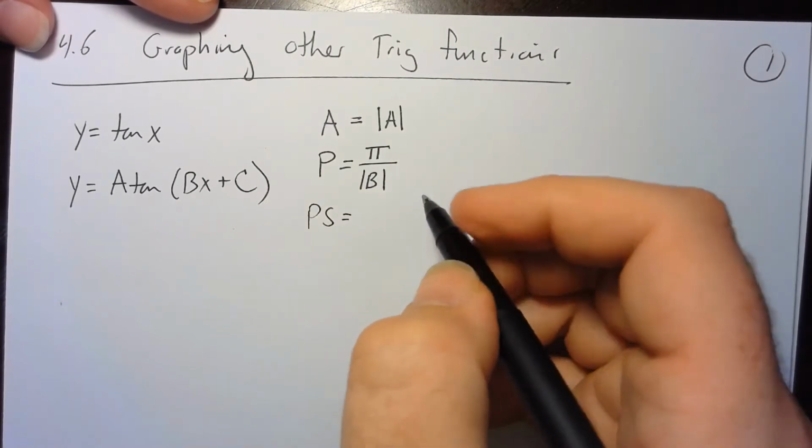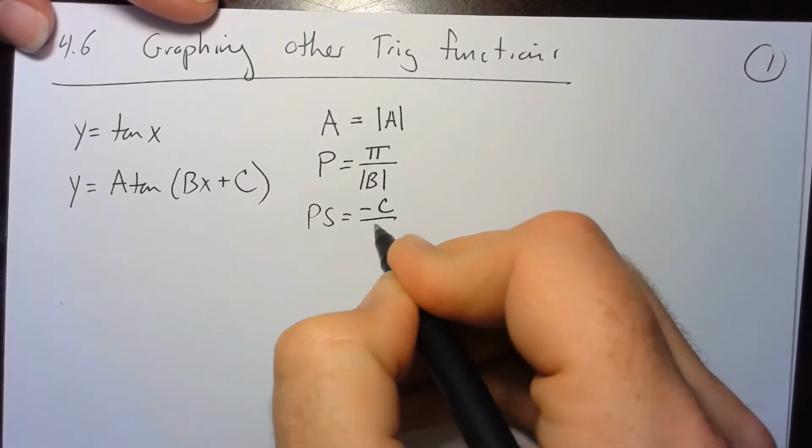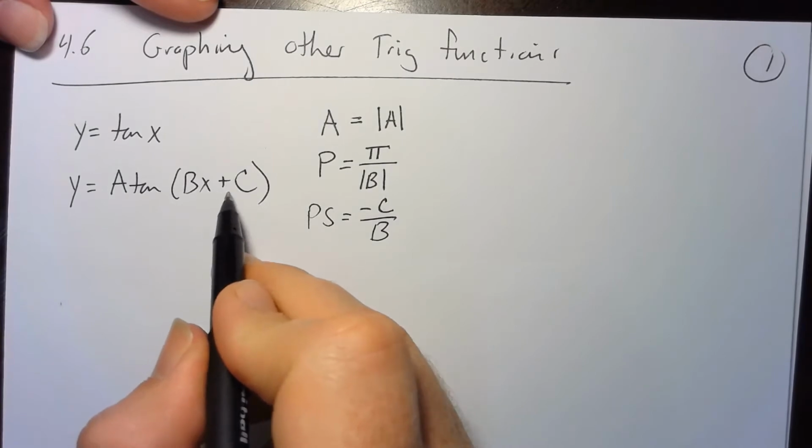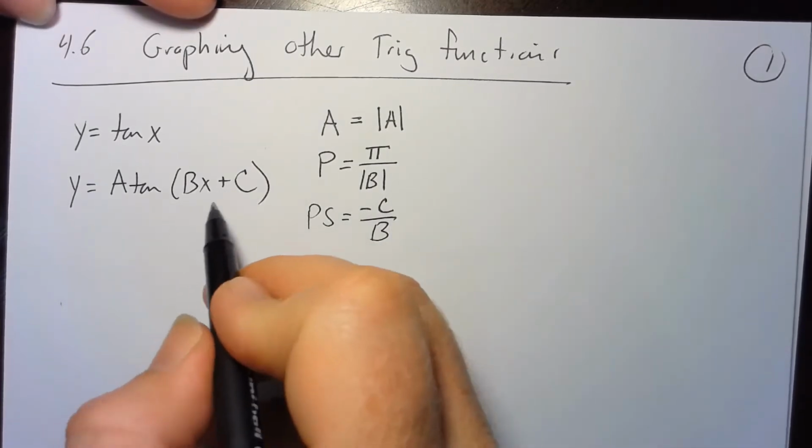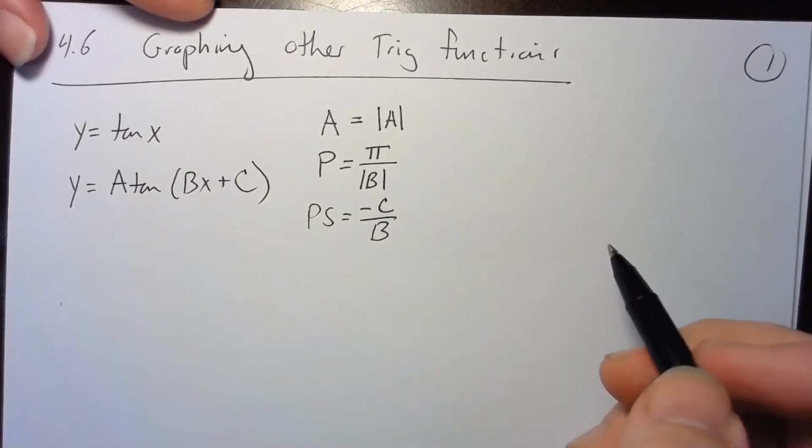And then you still have your phase shift. Your phase shift doesn't change at all. It's still going to be negative c divided by b. Assuming that you have a plus sign here, your phase shift should be negative. If you have a negative sign here, then your phase shift should be positive.